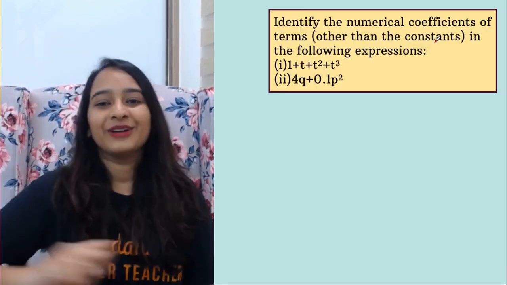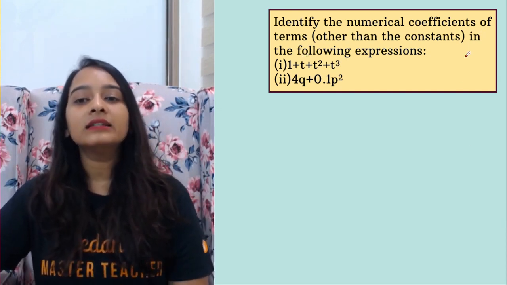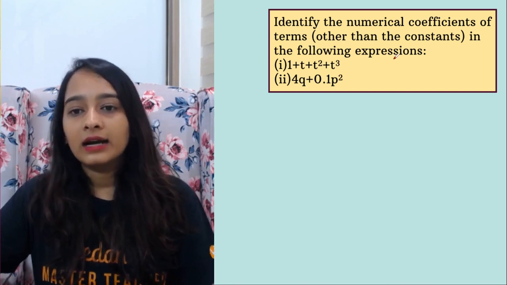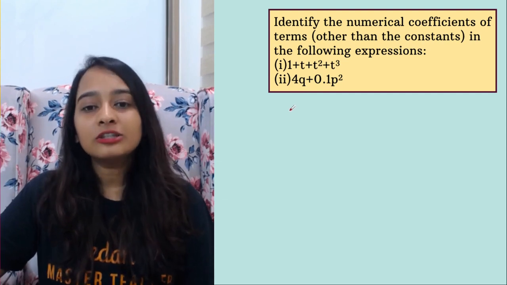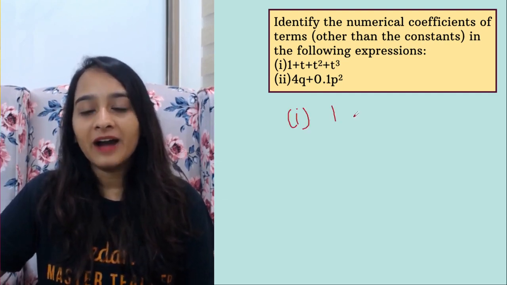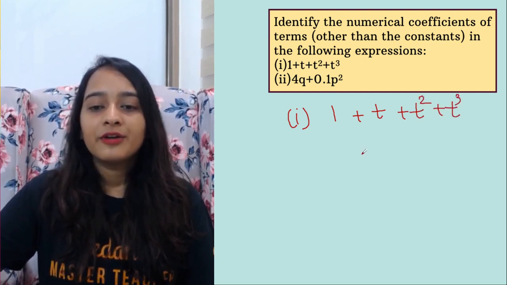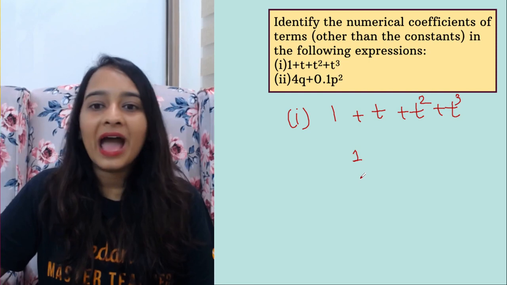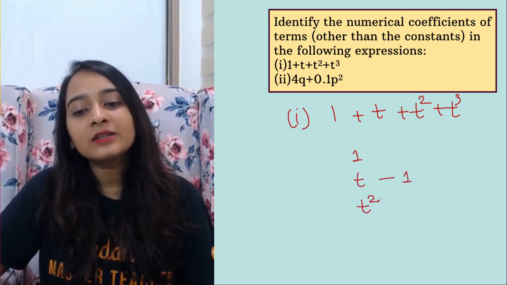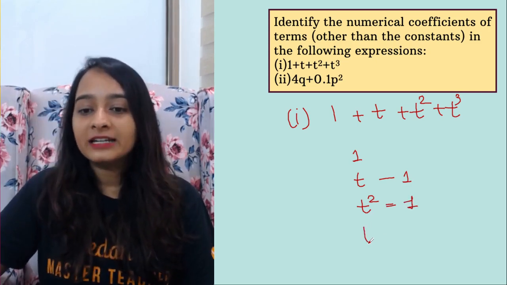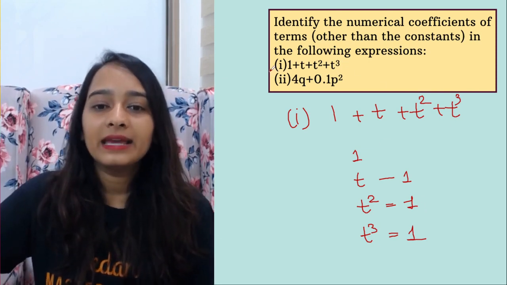Cool? Identify the numerical coefficients of the terms other than the constants in the following expression. You want numerical coefficient. So let's talk about the first one here. You have 1 plus t square plus t cube. For 1, it's just 1. It's a constant. You don't have a coefficient there. So for t, it is 1. For t square, also 1. For t cube, also 1. The coefficient is just 1 in the first one.